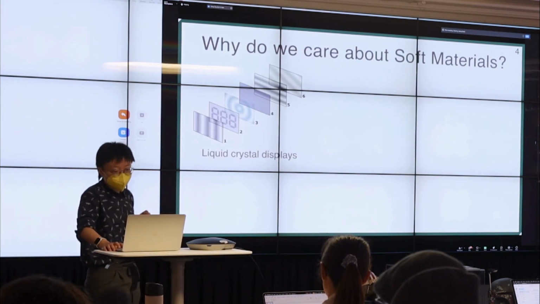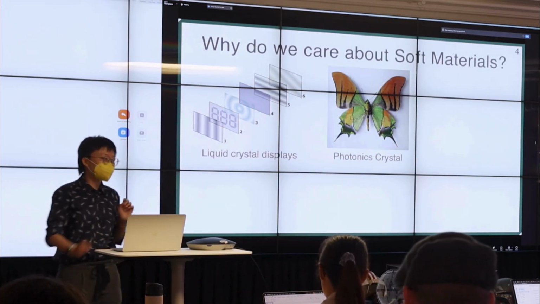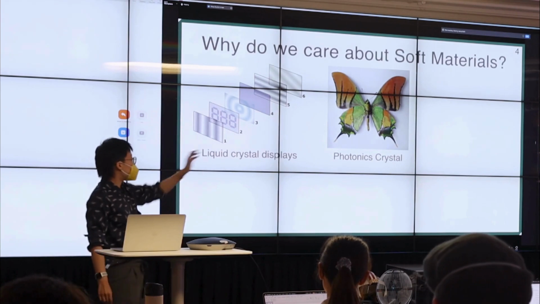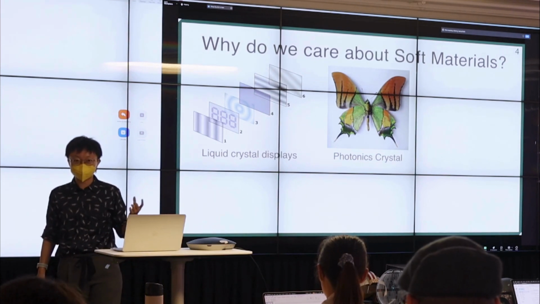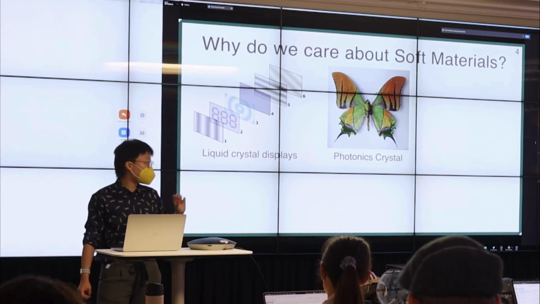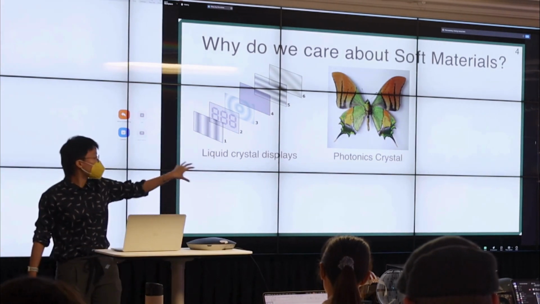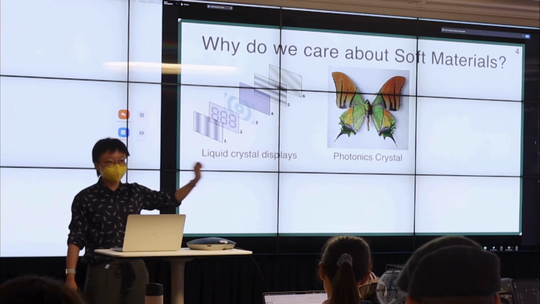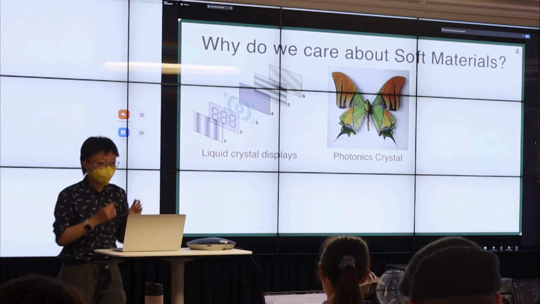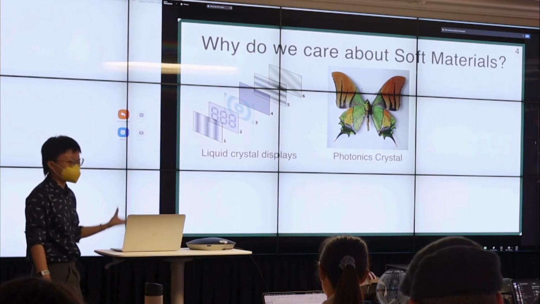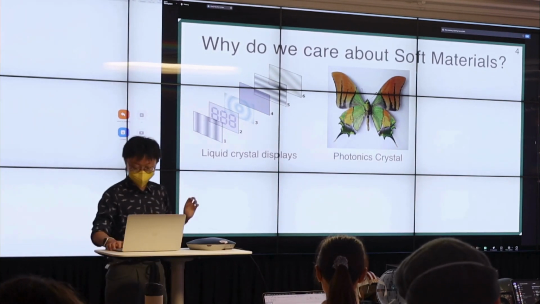So liquid crystal displays, and then photonic crystals. This is very interesting, where the butterfly wings have all this color, not because there is some kind of pigment there. Those colors exist because of the underlying structures of those wing materials. And if you change the structure, they will have different colors. And so this is a very physical behavior, not a chemical one.